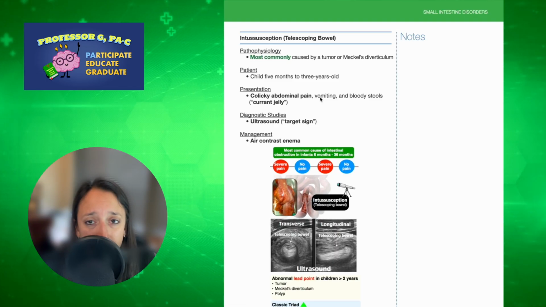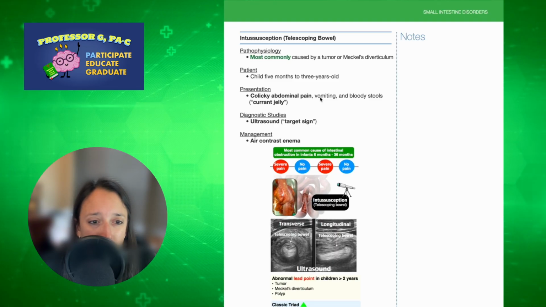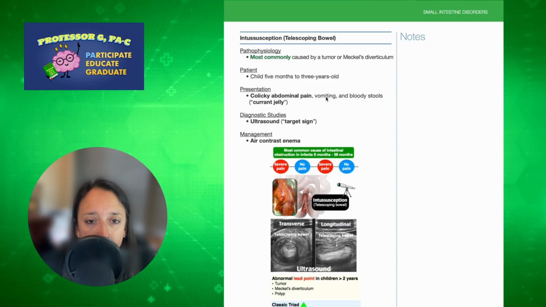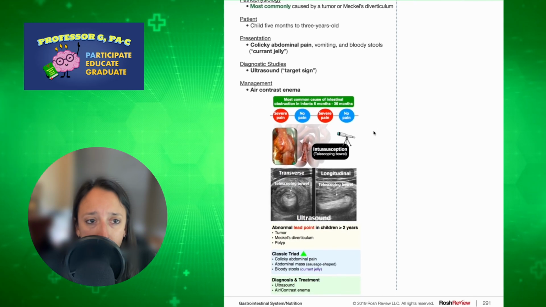And then they have periods of relief where they'll be extremely exhausted. They'll just be laying there kind of almost listless. They can also have these bloody stools. We'll often see parents bring the diaper in, this currant jelly or red colored stool.